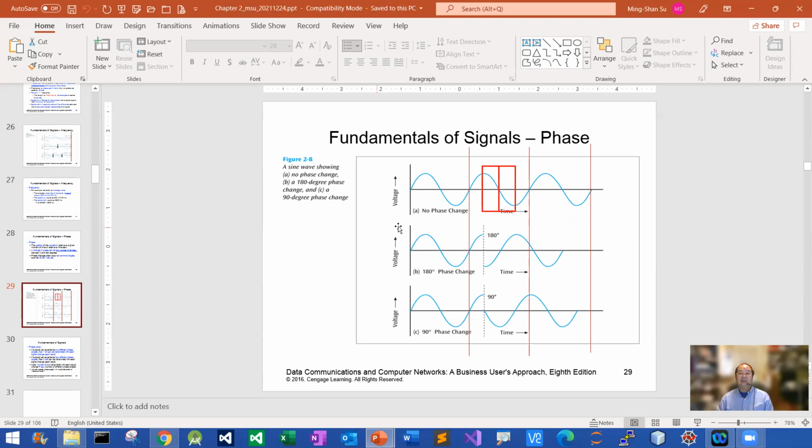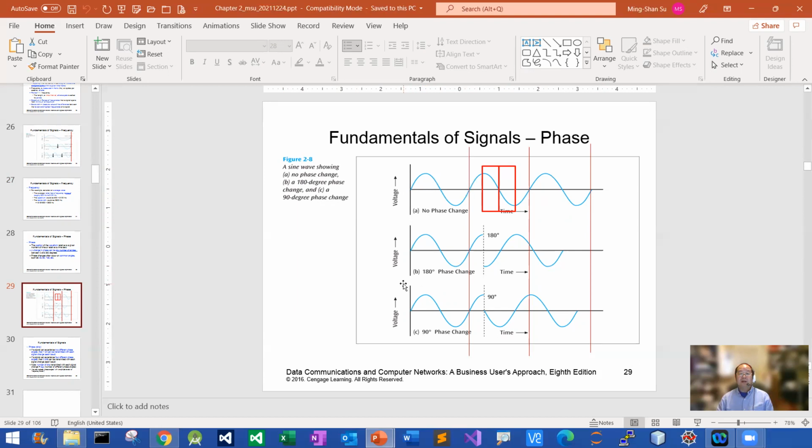Let's take a look at figure A over here. Assume that we call this one time interval, or one time unit. Then you can see that the next one did not change, and the next one did not change. So during those time intervals, there is no phase change at all.